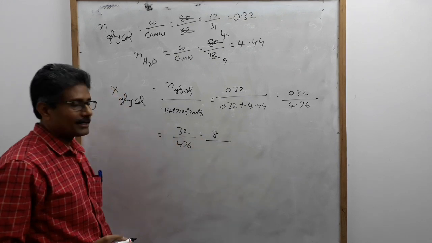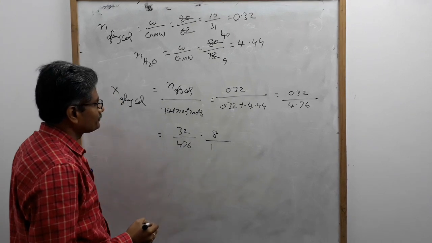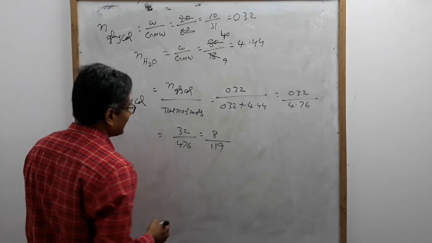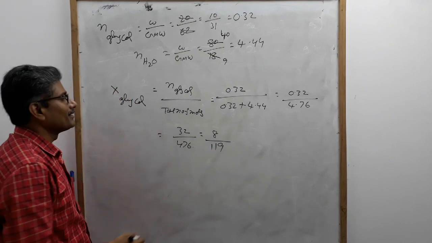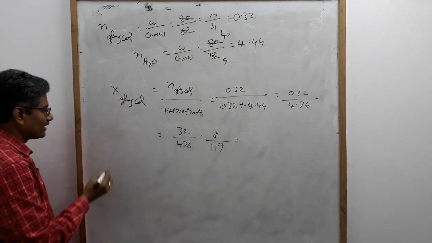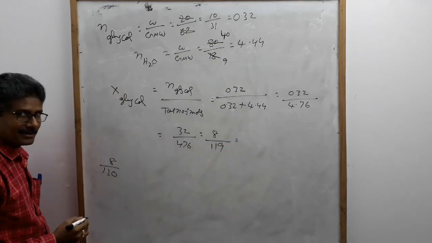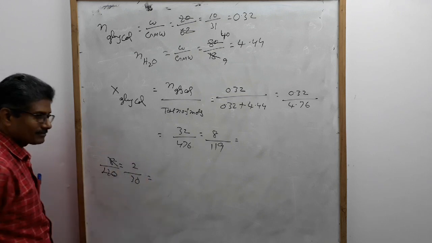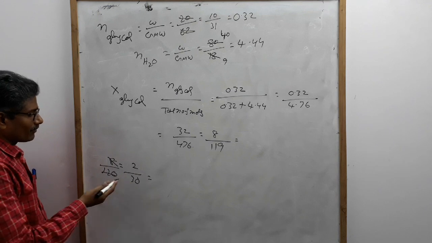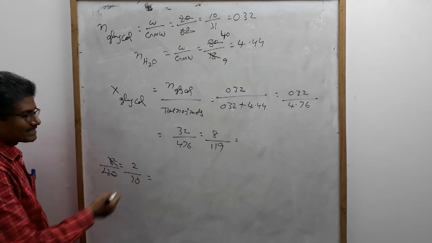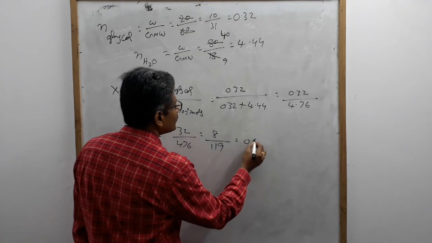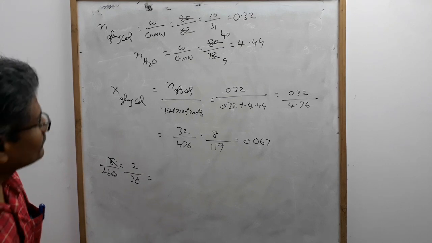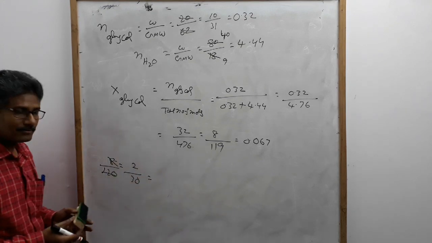I think we can cancel by 4. 4 eights are 32, and 476 divided by 4 is 119, which is almost 120 if you take it that way. So it is 8 by 120, which is 2 by 30, giving 0.067. So 0.067 is the mole fraction of glycol.